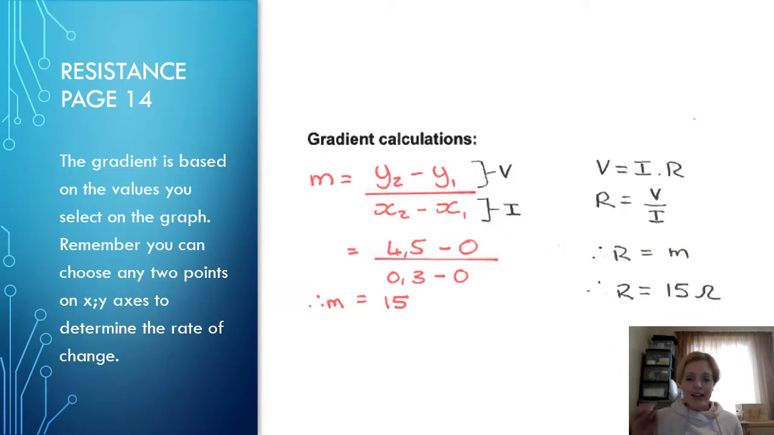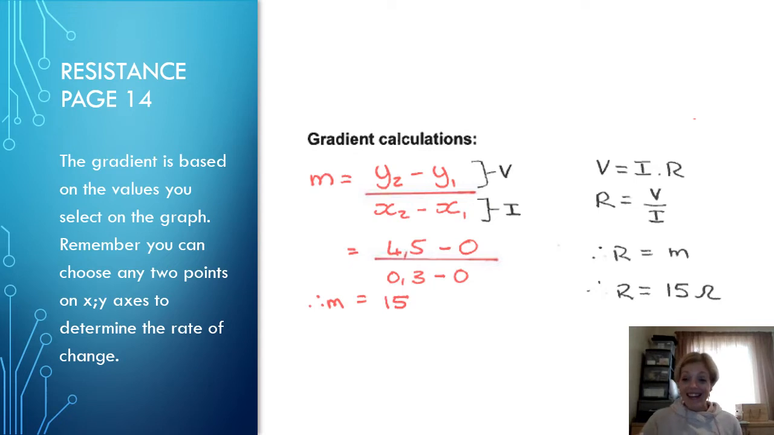So guys, I think this is what you've all been waiting for, the gradient calculations. So we can see over here, from the ones that have been written out by Mr. Ginsberg, that resistance is equal to voltage divided by current. So please look at the formula in red first. You will see we write out the formula first. M is equal to the difference in Y over the difference in X.